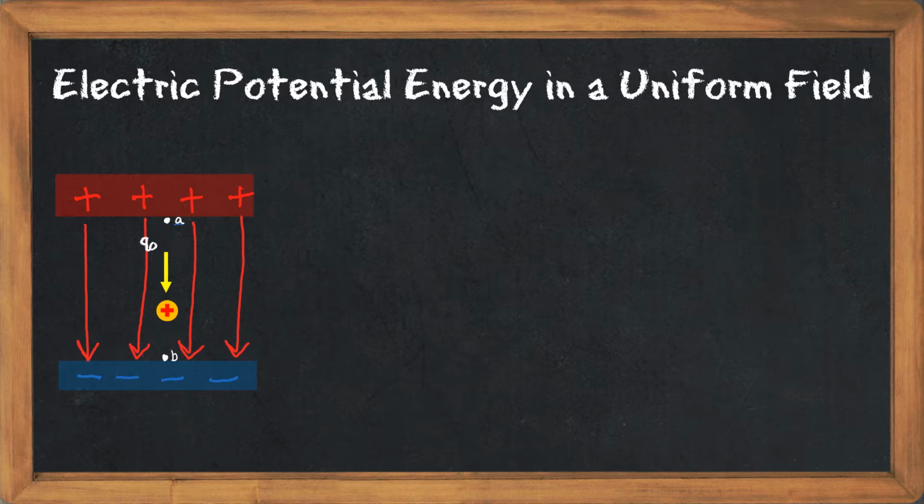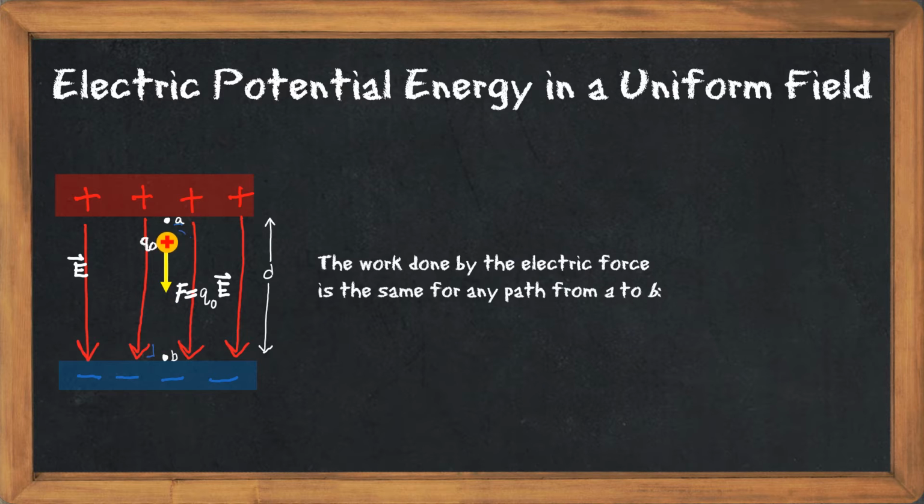In this figure, a pair of charged parallel metal plates sets up a uniform downward electric field with magnitude E. The field exerts a downward force with magnitude qE on a positive test charge. As the charge moves downward a distance d from point A to point B, the force on the test charge is constant and independent of its location.